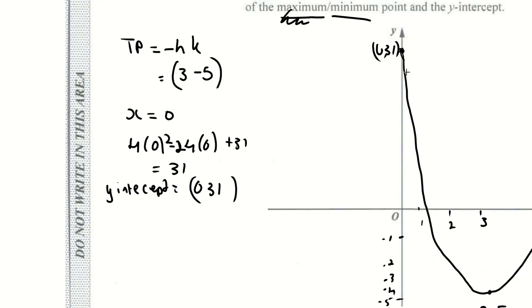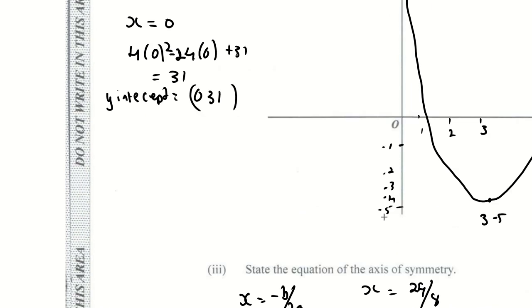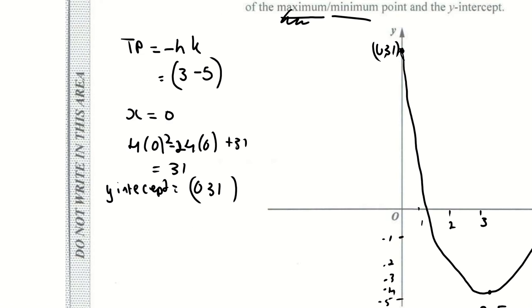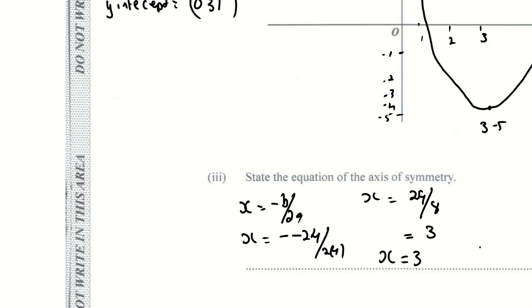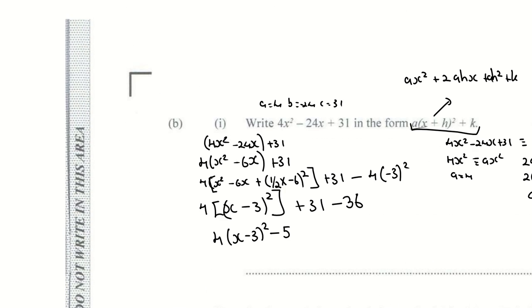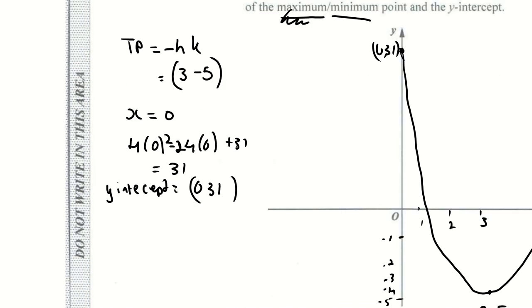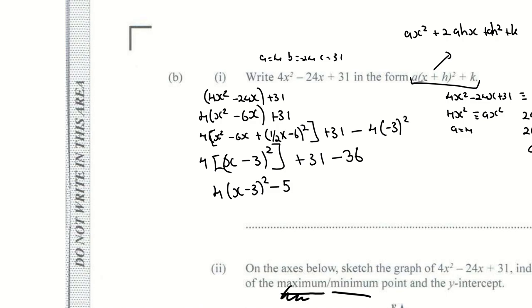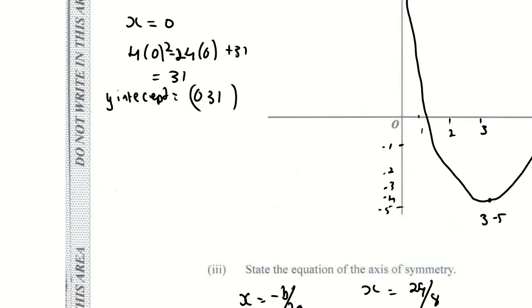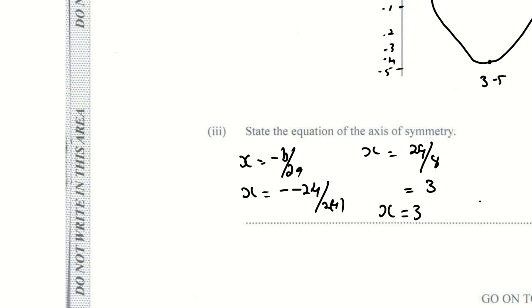Now, you have 0 to 31, and you have your turning point, which is (3, -5). You just sketch the curve. You don't have to be exact. You just need to say that your turning point is... hold on, I think I did this. Yeah, because the coefficient of x squared is positive, we have a minimum point of (3, -5), and it does look like a smiley face. Then this is: state the equation for your axis of symmetry.